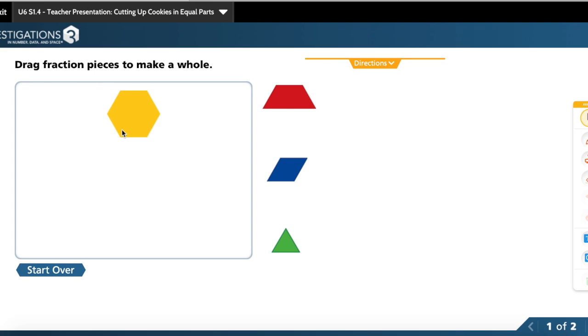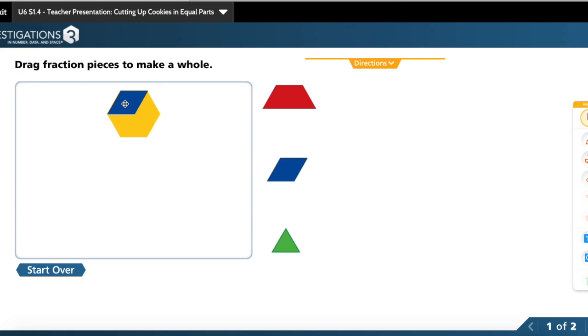How can we make this cookie in different ways with other pattern blocks, like our trapezoid, our blue rhombus, and green triangle pattern blocks? How can we use these different shapes to make one whole? So what I would like us to think about first is how many blue rhombuses or pattern blocks do we need to cover our whole yellow hexagon cookie completely? How many red pattern blocks? How many green pattern blocks? I want us to figure out how can we use these shapes to make a whole.